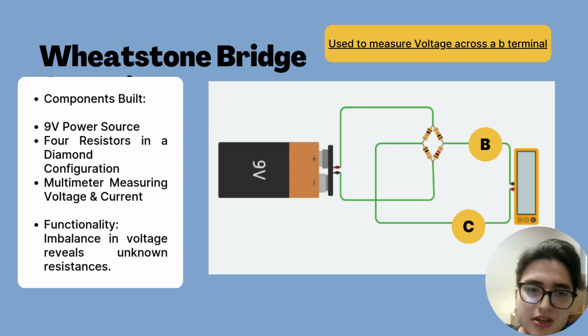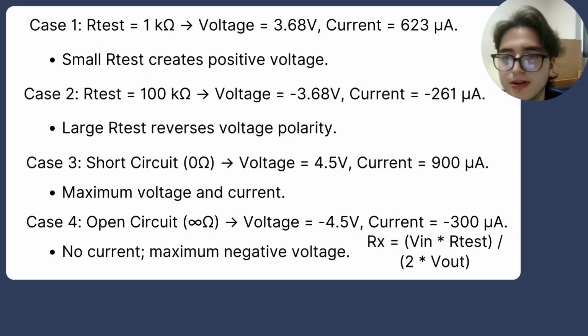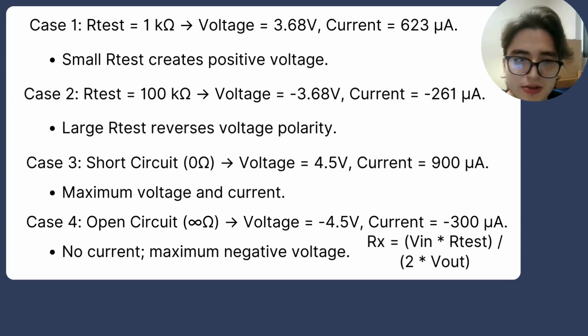The Wheatstone bridge is a well-known electrical circuit used for precise resistance measurement. We built this circuit using a 9 volts. For the next part, we tested it with 4 different conditions. When R test was equal to 1 kilo ohm and Rx was equal to 10 kilo ohms, we measured 3.68 volts and 623 microamps. The smaller R test created a positive voltage imbalance.